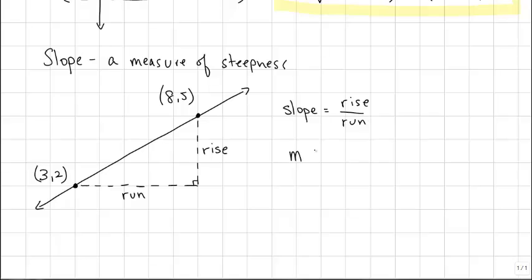Apparently in different cultures, different letters are used, but in most of Western mathematics we use an m. So the slope can be calculated by calculating the rise. Well, what is the rise? The rise, again, is the difference in the y-coordinates.